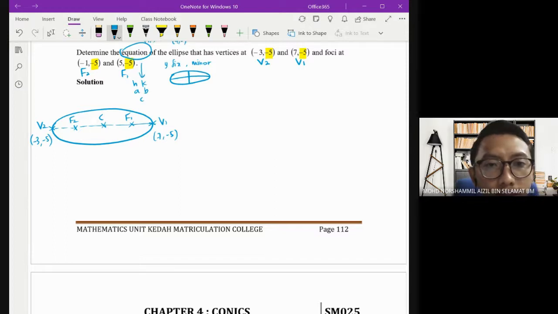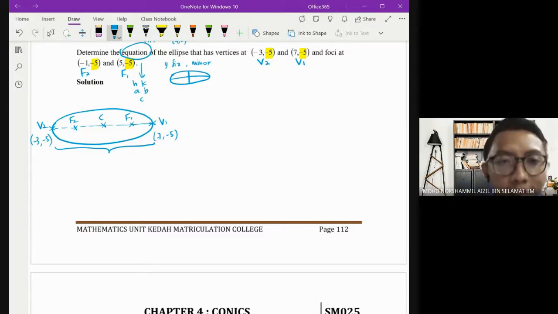Siapa boleh teka center? Okey, berapa jarak ni? Nampak tak berapa jarak ni? Siapa boleh kira berapa jarak ni? So, 10 kan? Distance will be from minus 3 to 7. Okay? So, this distance covered from minus 3 to 7. So, minus 3 to 7 actually is 7 minus 3. So, yang besar tolak yang kecil lah. 7 minus 3, so 10. Maksudnya major axis dia adalah 10.